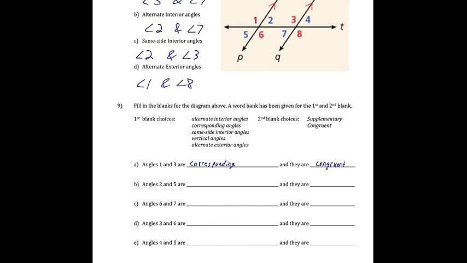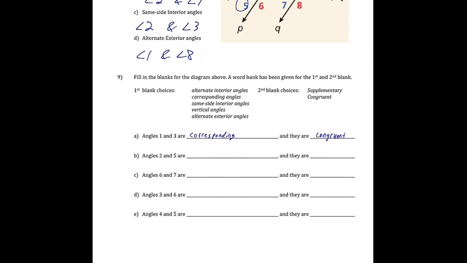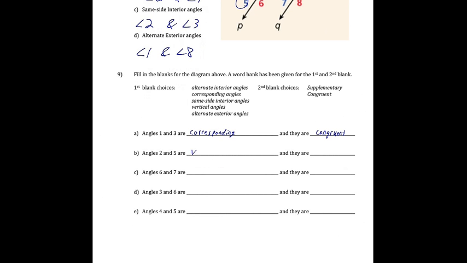Okay, next one, angle 2 and 5. I have angle 2 here, angle 5 there. If you remember, those look like they're at an x, and we have an angle on the top of the x and the bottom of the x. We learned a lot about these. These are called vertical angles. So angles 2 and 5 are vertical angles, and we learned that these are also congruent. Vertical angles are always congruent. Okay, so we're going to write that there.